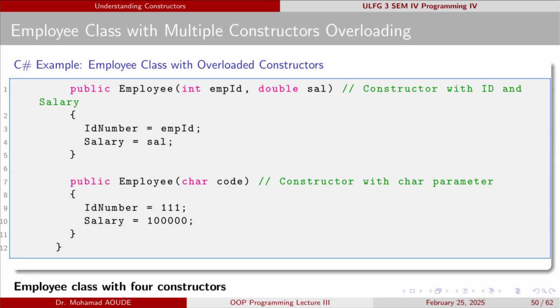And here's even more overloading. Constructor with ID and salary. Constructor with a character code. Notice, overloading allows different types of arguments, string, double, char, enabling objects to be initialized from different sources of information.